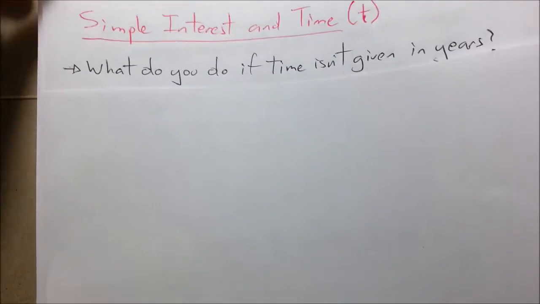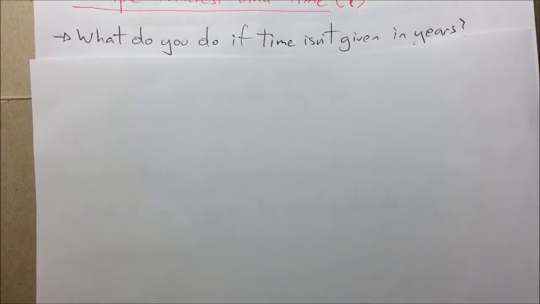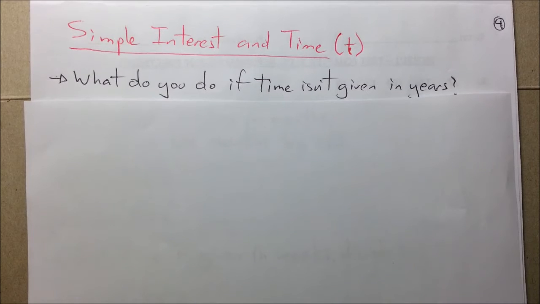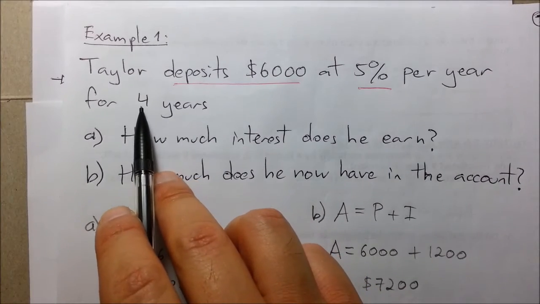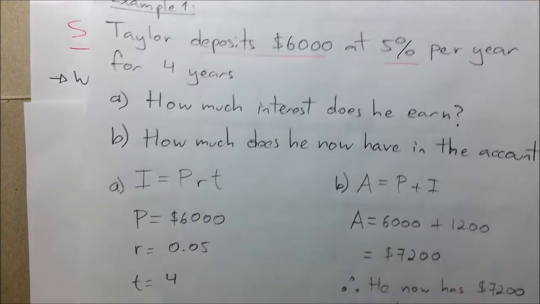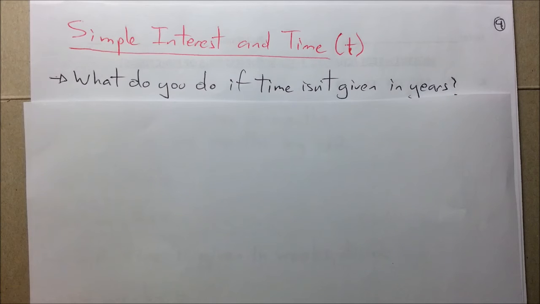Okay, so let's take a look at simple interest and time. So what do you do if time isn't given in years? What do we do in those cases? What if they had said, like in the previous example, that Taylor is investing, let's take a look at it here, not 4 years, but let's say 36 months or 500 weeks or something like that. What do we do, right?